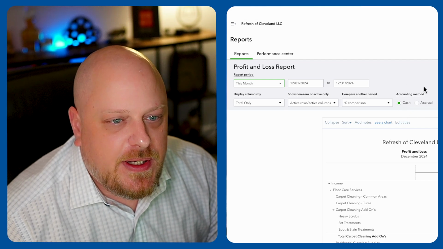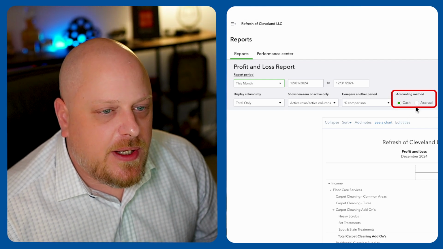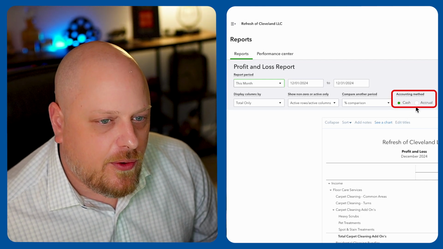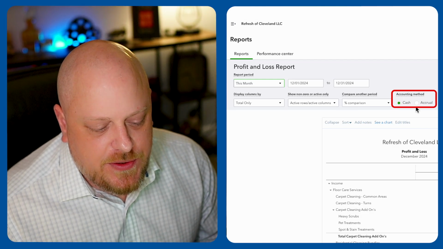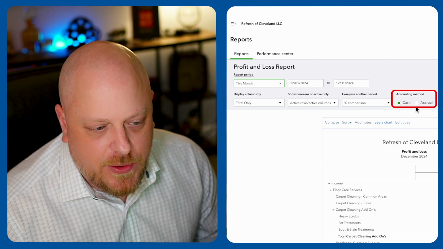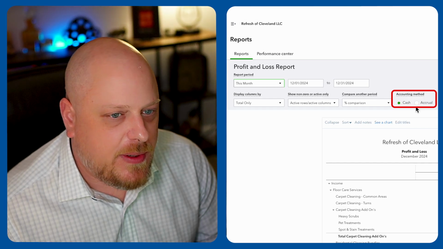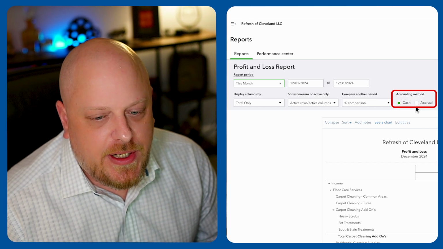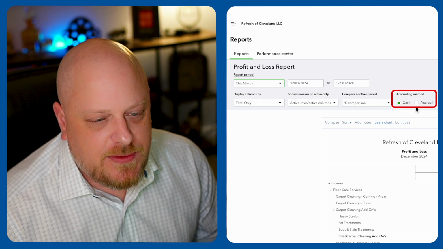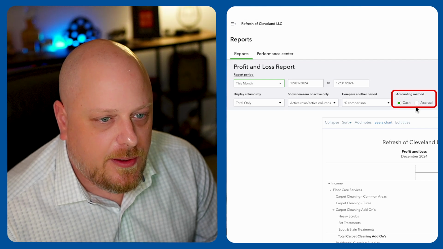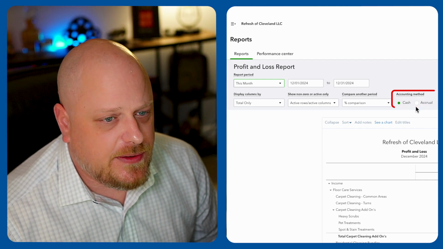I want to explain the difference between the accounting methods. You have a cash-based and an accrual-based. This is the way that you're filing your accounting. Most businesses are going to file on a cash basis, but when you're looking at a profit and loss statement, sometimes it makes sense to look at an accrual, and I'll briefly explain the difference between the two.